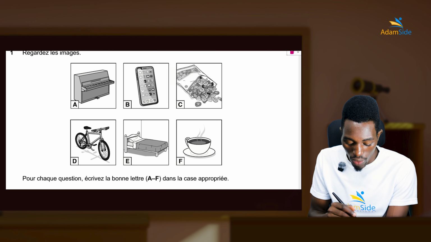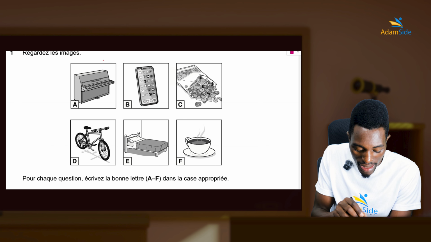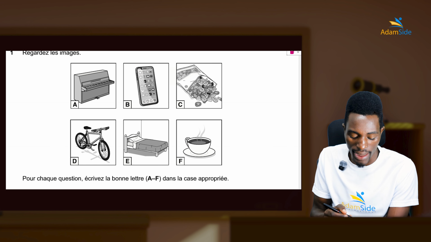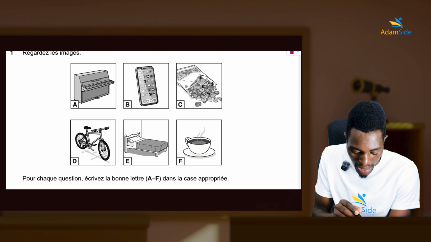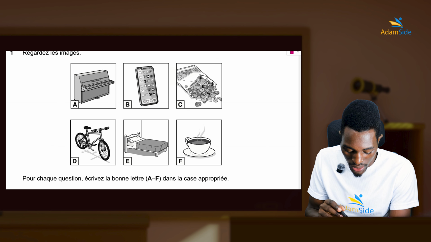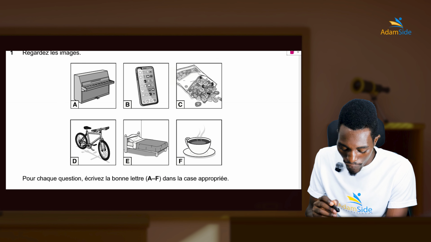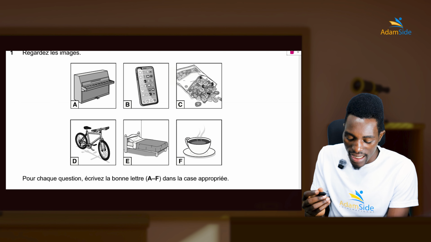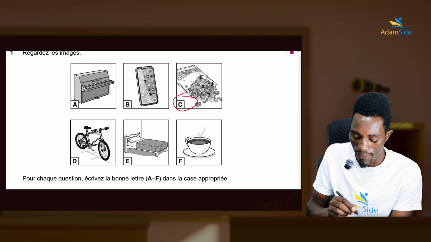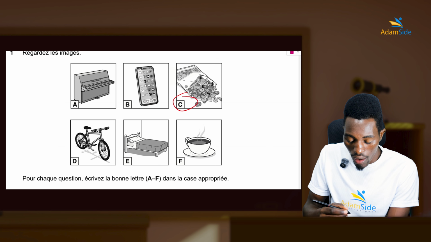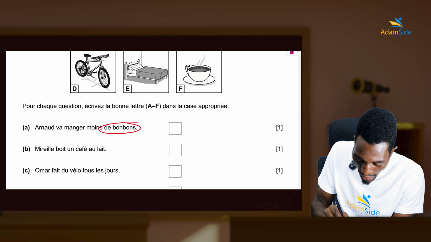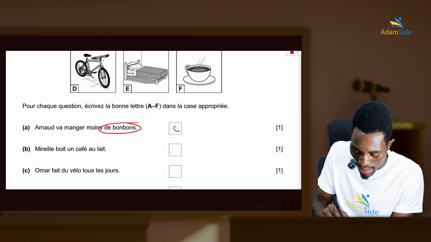Bonbon is sweets in English. If we see, picture A is not a sweet, D is not a sweet, B is not a sweet, E is not a sweet, F is not a sweet. So the sweet is picture C. We go and write letter C in the space provided.